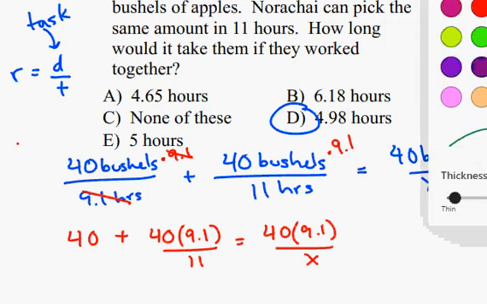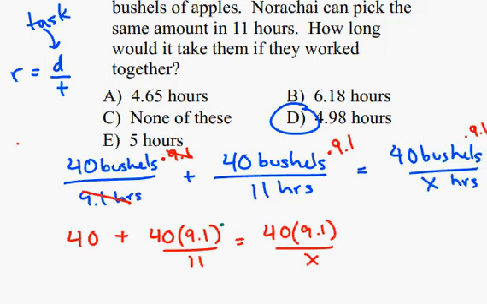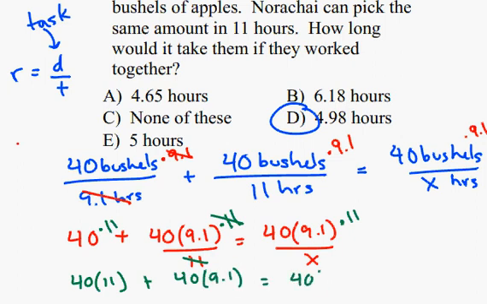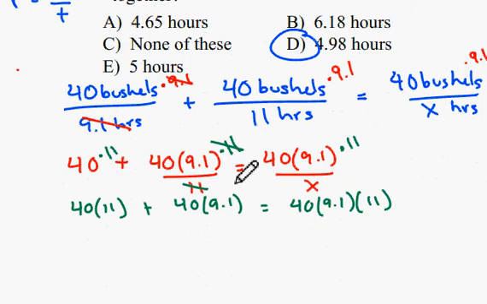And now we're going to do the same thing again. To get rid of this 11 in the denominator, the opposite of dividing by 11 is to multiply by 11. We multiply by 11 everywhere. So here we've got 40 times 11 plus 40 times 9.1 equals 40 times 9.1 times 11. So only if it was in the denominator previously will you have something to cancel it out. Because the first term had a 9.1, we don't see the 9.1 anymore. Because the next term had the 11 in the denominator, it cancels out that 11. And this one's over x.